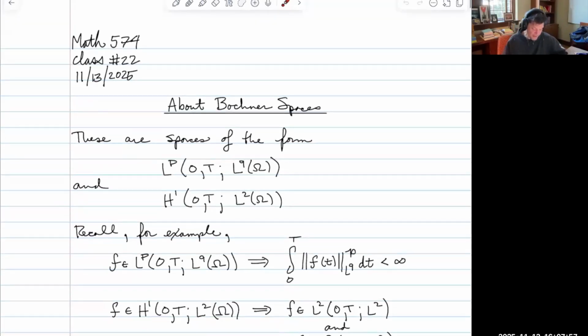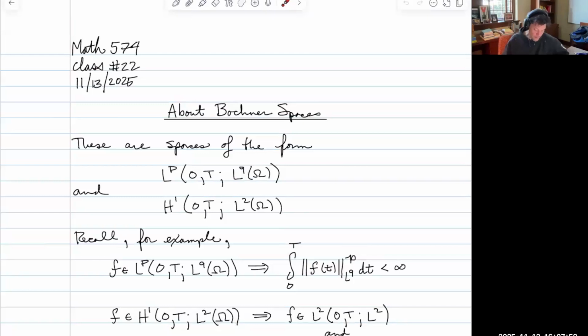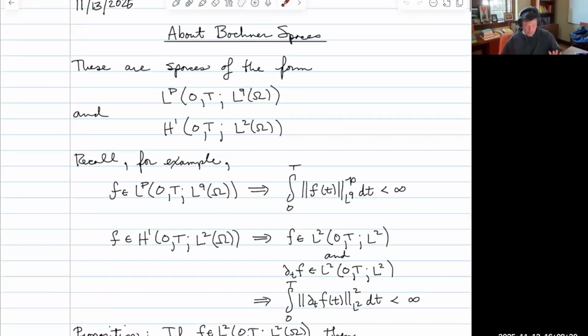These are the spaces that have the form L^p(0,T; L^q). Or in the case where the functions are weakly differentiable in time, then we might write something like this, H^1(0,T; L^2). So what do these spaces mean? Well, there's a lot there to unpack, but let me give you a kind of superficial definition or a superficial meaning.